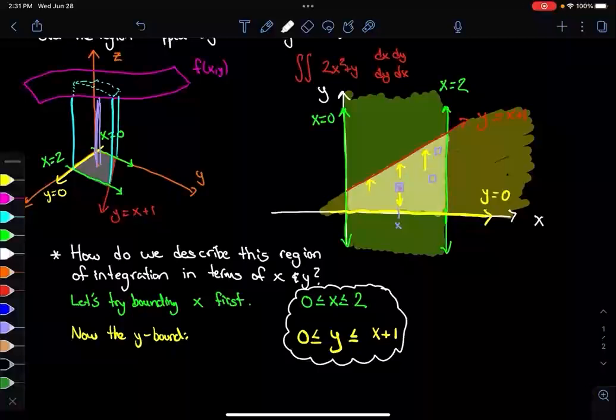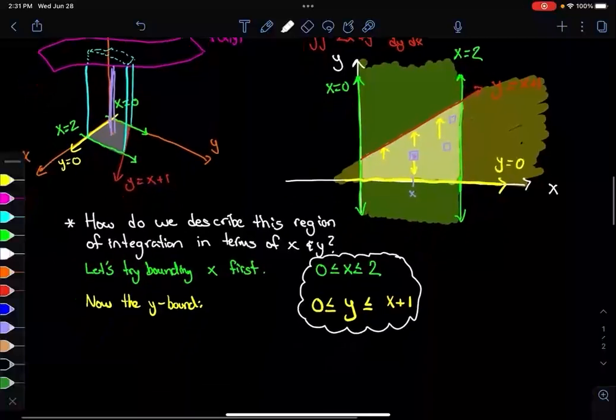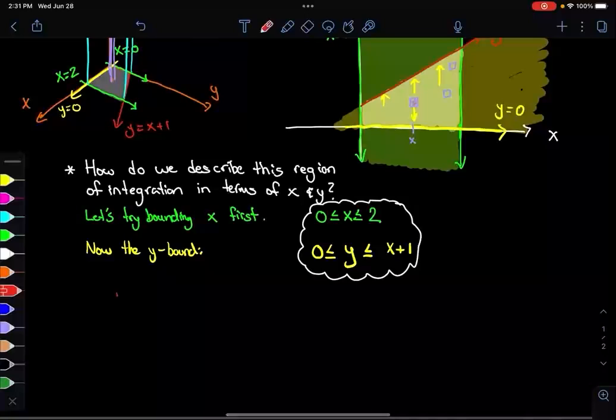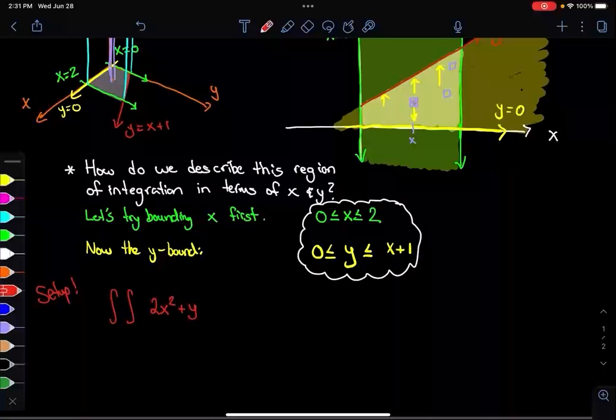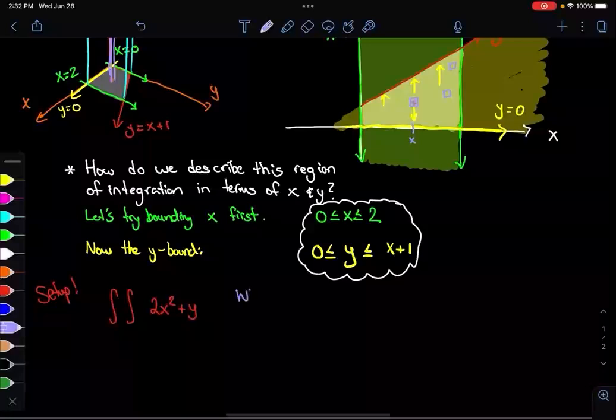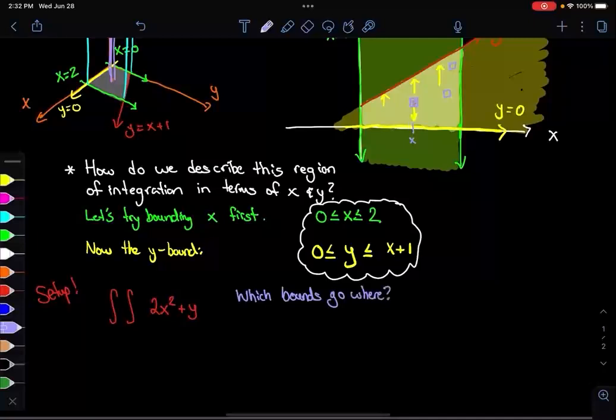Okay, and so when we're setting up our double integral, here it goes. This is our setup. We know it's going to be our function, which was 2x squared plus y. One of our bounds is going to be from 0 to 2. One of them is going to be from 0 to x plus 1. And so the next question is, which bounds go where?